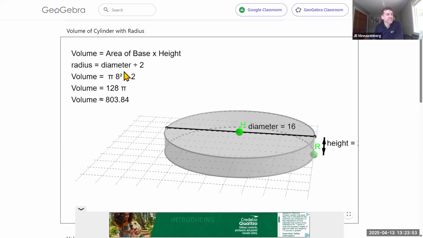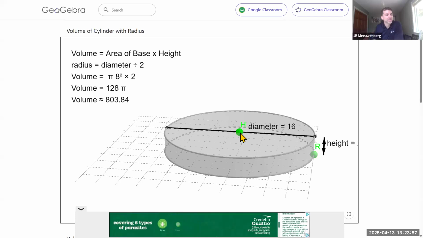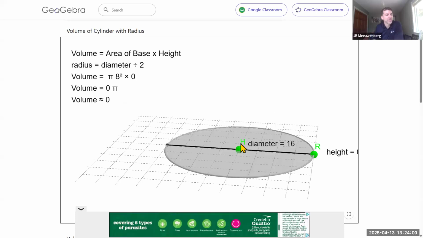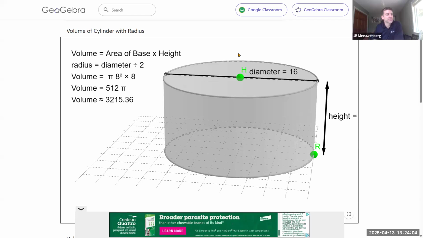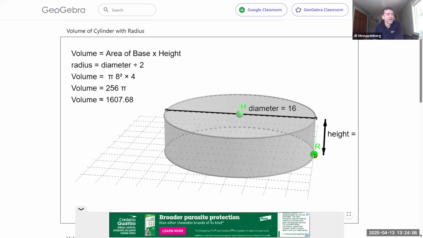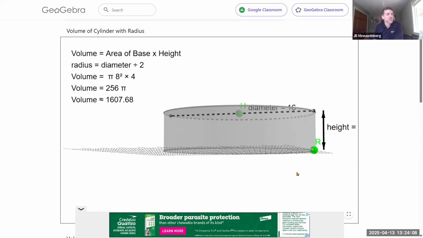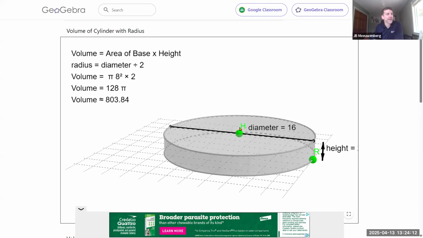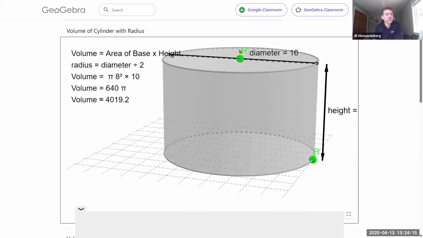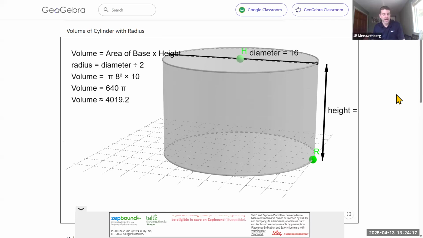Notice our diameter is now 16, making our radius 8. Pi times 8 squared times 2. And again, as we drag it up, the circle just keeps on filling in more and more up and down. So I think this is a nice tool to help you see what that's like, right? And why you just keep multiplying by that height.